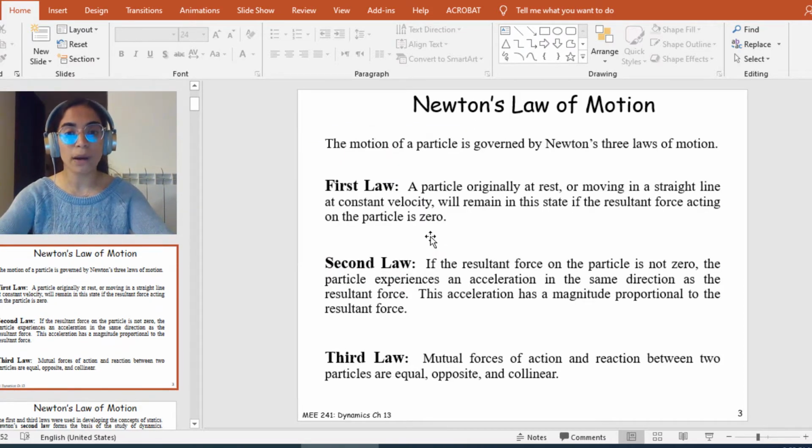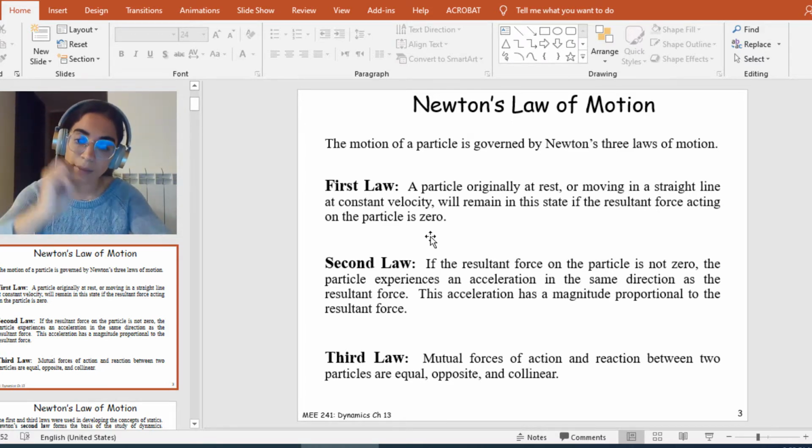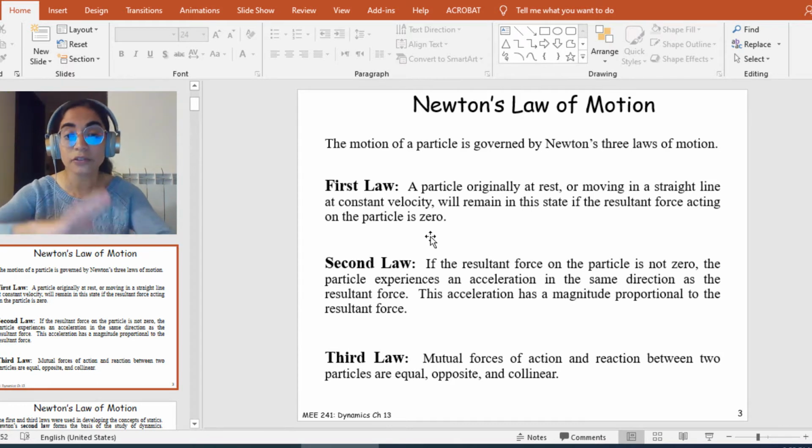So let's make a review about Newton's laws of motion. The first law states that if I have a particle that is at rest or moving in a straight line at a constant velocity, it will remain at rest, right? Because in fact, the resultant force acting on this particle will be 0. The second law states that if the resultant force of the particle is not 0, then this resultant force will be equal to an inertia force, which is m times a, the mass times acceleration, and this will cause an acceleration in the same direction of the resultant force.